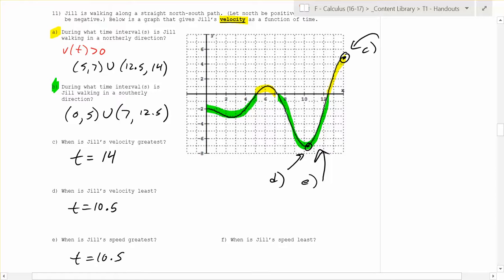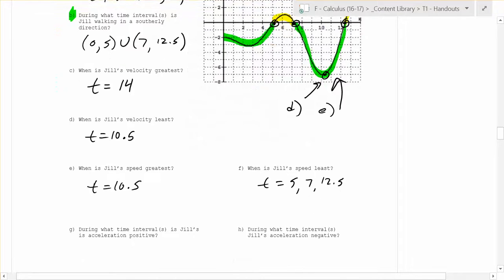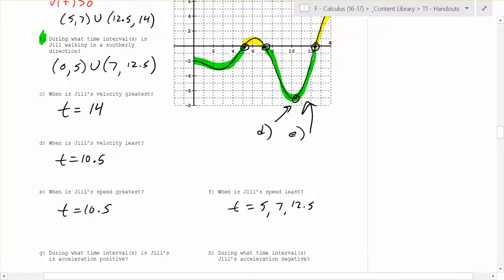Got it. When is Jill's speed least? What is the smallest speed, Natalie? Speed is 0 at how many places? 3 places. So that's T equals what? 5, 7-ish, and maybe 12.5, something like that. 7.2, that's fine.